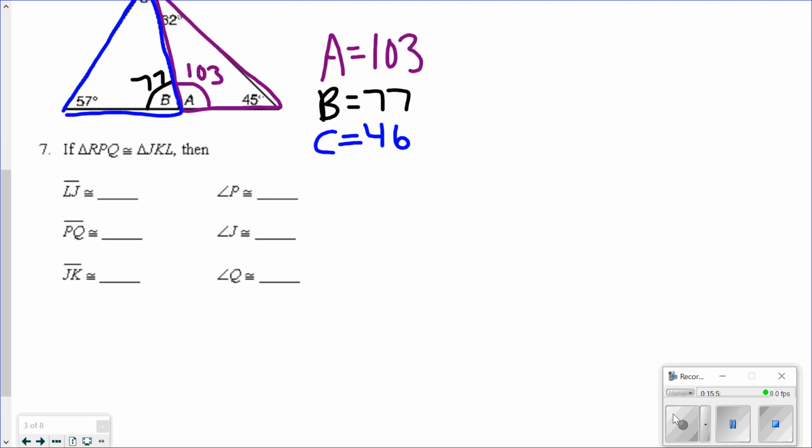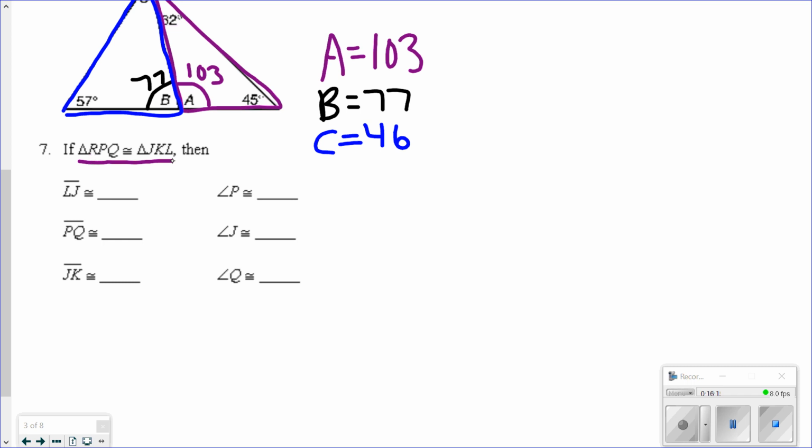Number 7, if triangle RPQ is congruent to triangle JKL, then we want to figure out all the different parts. Now, this is our congruent statement. Remember, you want to follow the order of letters. The order of letters is going to tell you what's congruent to what.